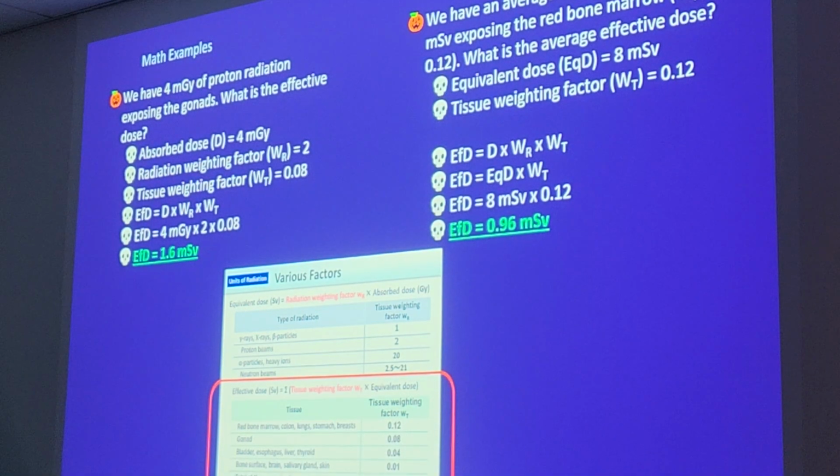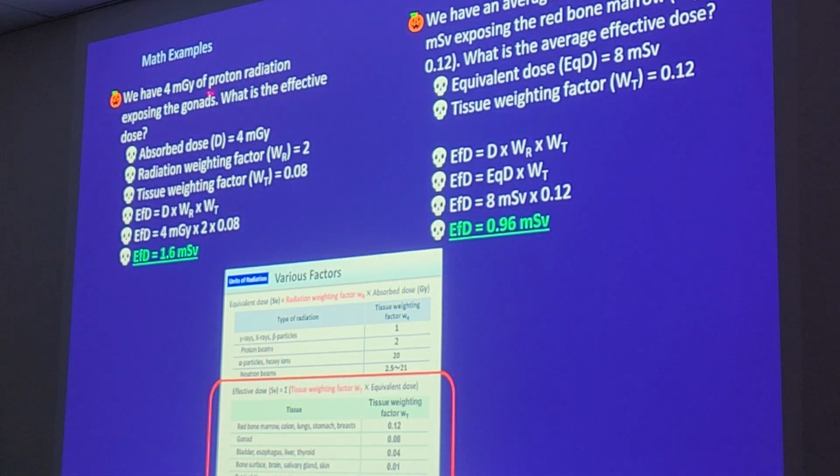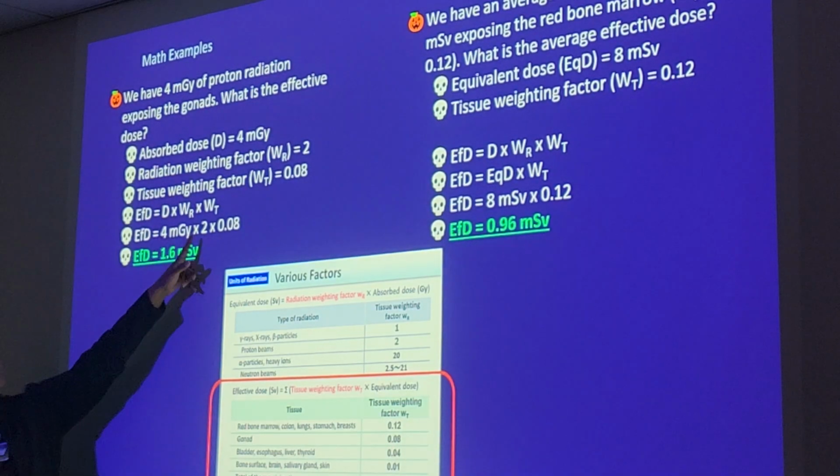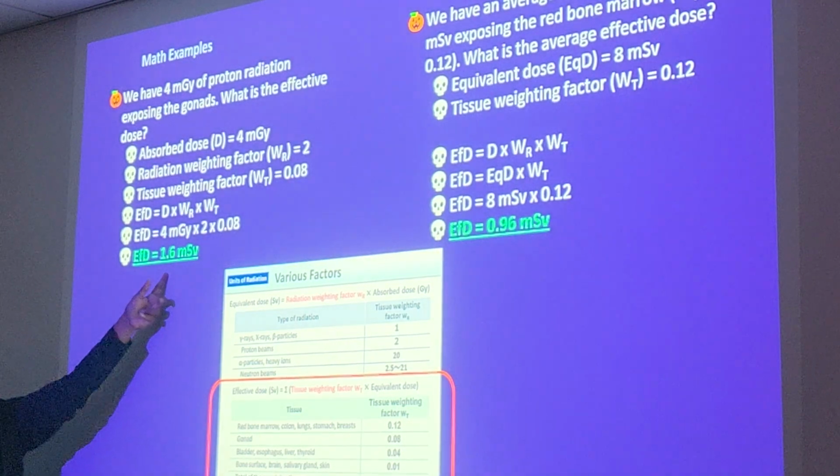The R and the W stands for what again? Radiation weighting, which is 1 for X-ray, yeah. So we have 4 milligray of proton radiation exposing the gonads. Gonads are 0.08. What is the effective dose? So first, what do we have to do? The formula is absorbed dose times radiation weighting factor times the tissue weighting factor. So we have 4 times radiation weighting factor for proton is 2, and then for the gonads it is 0.08. So 4 times 2 times 0.08 is gonna give you 1.6.